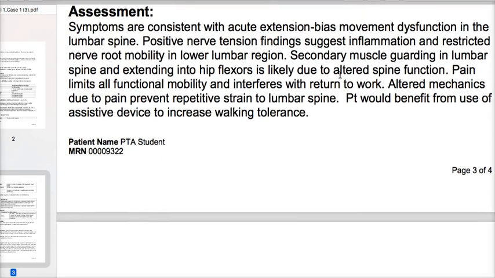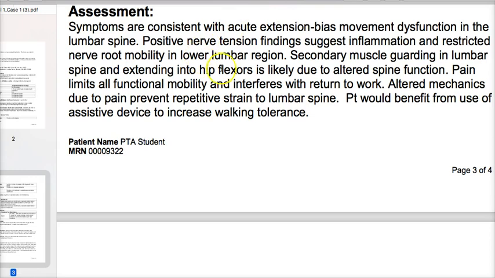Okay, and so here's where it's really important, the assessment. That's that PT diagnosis. Okay, so there's inflammation of the nerve, restricted nerve mobility. So there's a lot of stiffness that's occurring, certainly because of the mechanisms of injury, but also because of the muscle guarding.